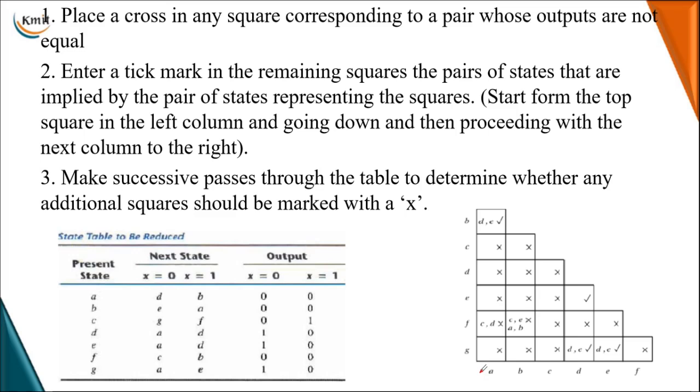So I have 7 states. First we represent all the states except the last state row-wise, and in the column we represent all the states except the first state. Upon drawing this chart, we have the total squares which are implied. For example, is A implied with the B state? We are going to check all the states with all the possible states in the sequential circuit. Now we are going to compare with the remaining 6 states.